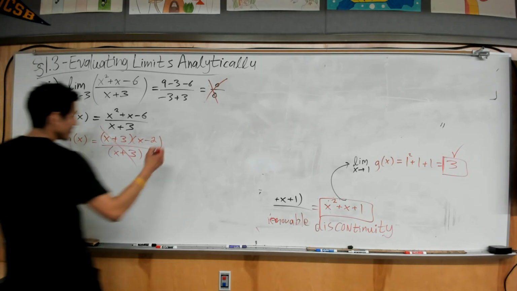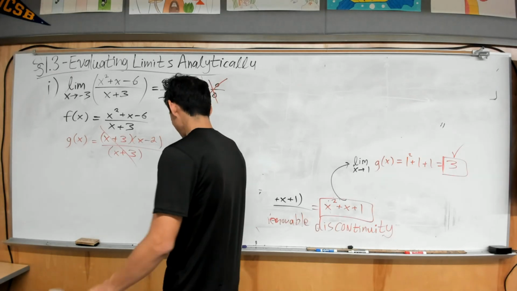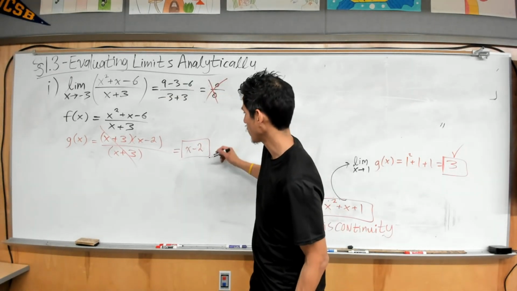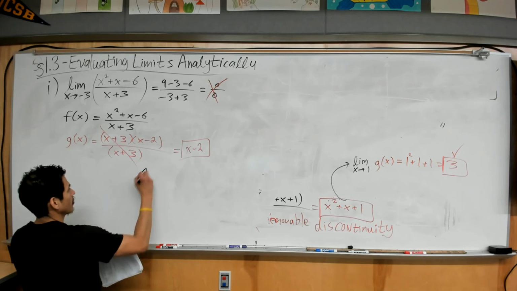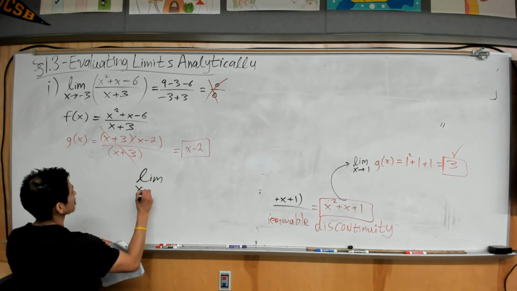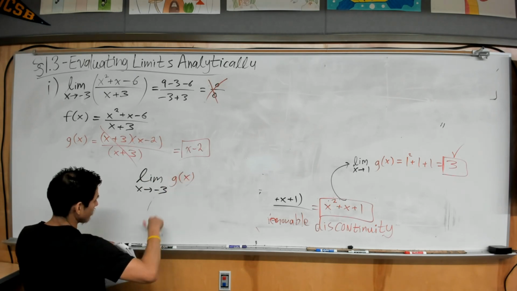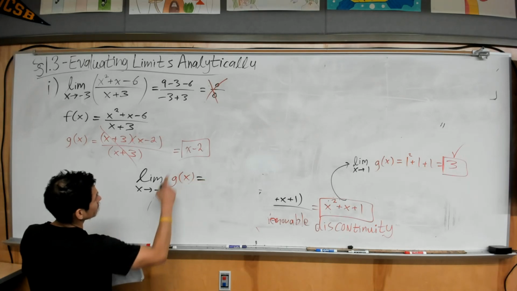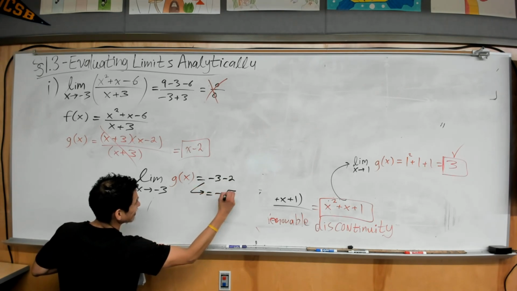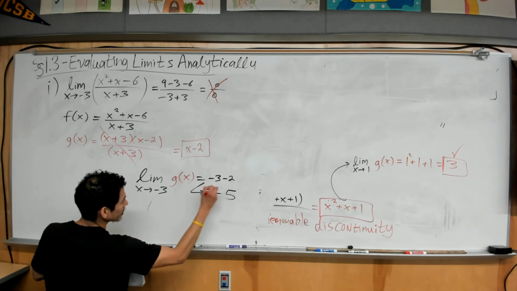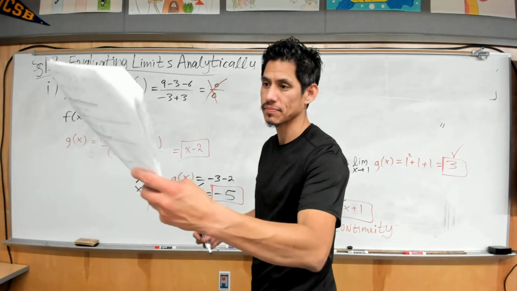Because we can cancel those out and we just get x minus 2 as our g of x. So now, if we take the limit as x approaches -3 of g of x, this will just be -3 minus 2, which will be -5. Yeah, that's right. So we have an answer.